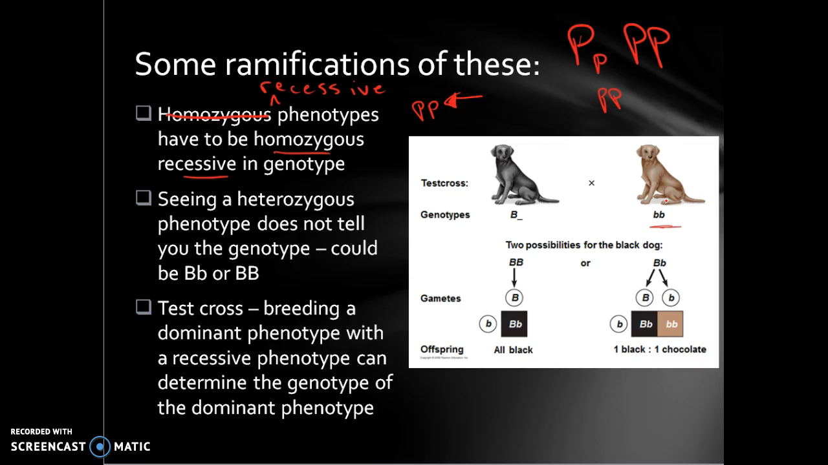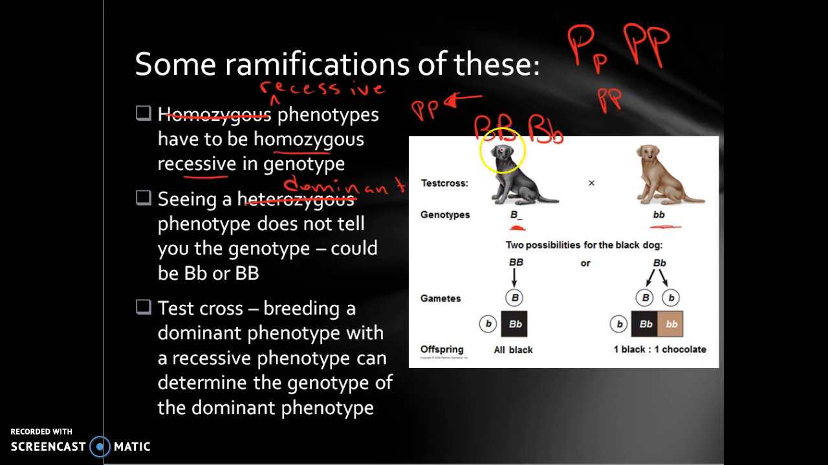Therefore, when we look at a dominant phenotype, so again, not heterozygous, but dominant phenotype, in this case, black dogs, we don't know the genotype of this dog. This could be a homozygous dominant dog, or it could be a heterozygous dog. Both of those would be black. So that's why it's the B blank here, because we don't know about the second one.